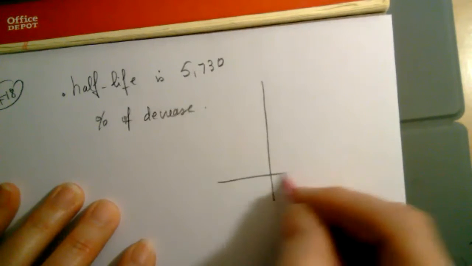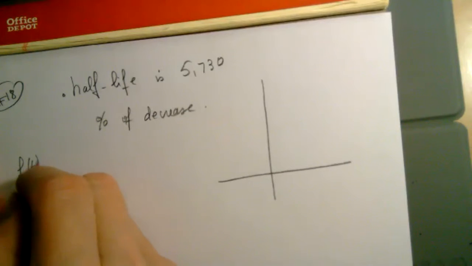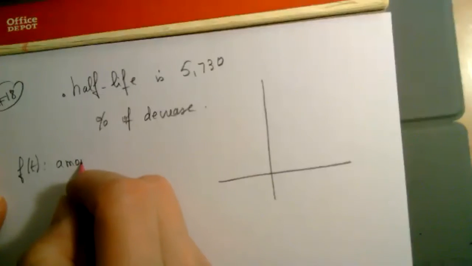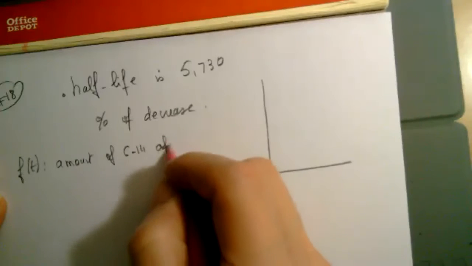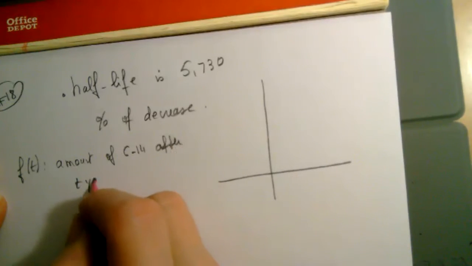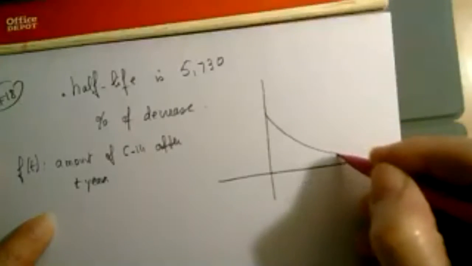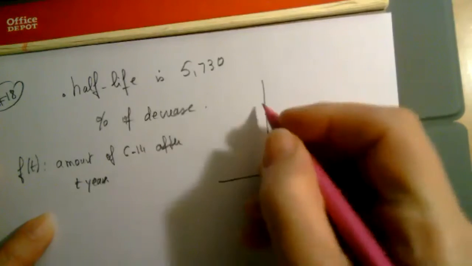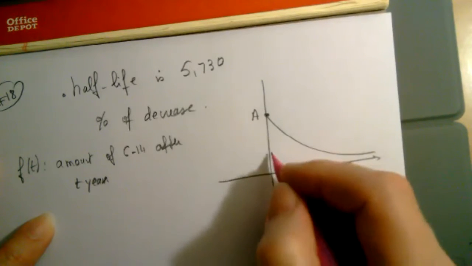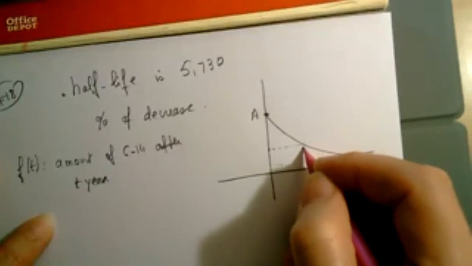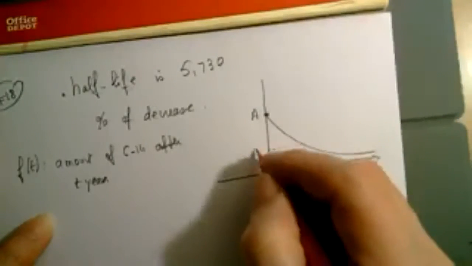And so the picture, just to help you out, we're going to call f of t the amount of C14 after t years. So it is decreasing exponentially. That's how the graph looks. Initially, we have no idea. The only thing we know is that it loses half of its value after 5,730 years.